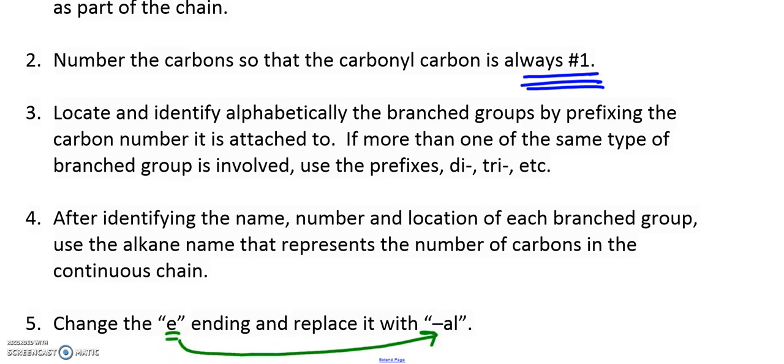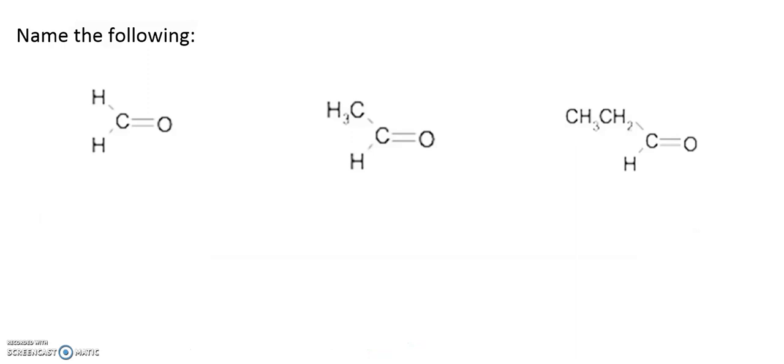So be careful, because OL, remember, is a hydroxyl or alcohol. Al is an aldehyde. So I always think Al for aldehyde because it starts with Al. So let's do a few examples.